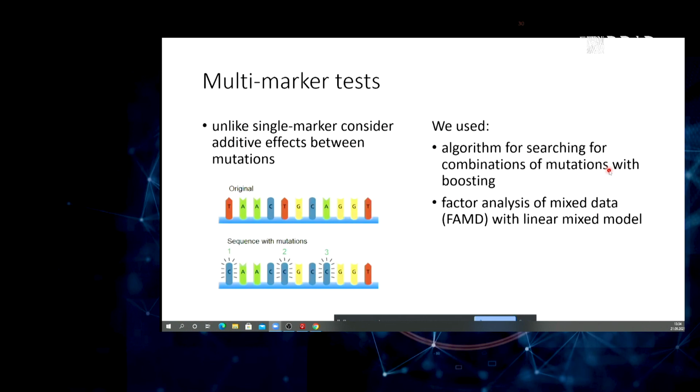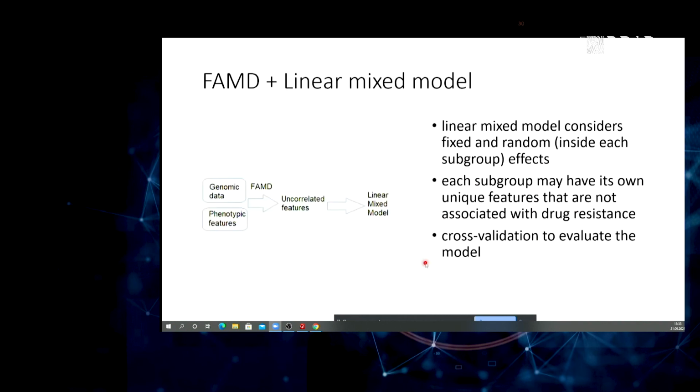The key difference of multi-marker tests from single marker tests is that they consider additive effects between mutations. So they consider mutations 1, 2, 3 not as individual, but in their different combinations. As multi-marker tests, we used an algorithm for searching for combinations of mutations with boosting, and factor analysis of mixed data with a linear mixed model. We took genomic data and phenotypic features. With the help of factor analysis, we obtained a set of uncorrelated features, and then we built a linear mixed model. This model considered fixed and random effects.